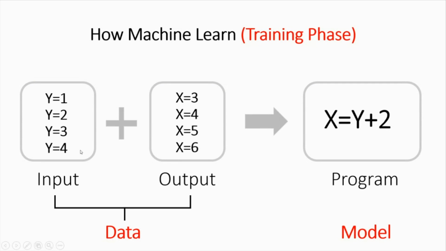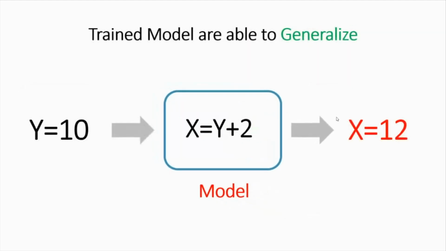So what we put in, the input and output, is called the data, and the program that comes out from it is called the model. So you will see everyone is talking about models. The model is the algorithm, the program that comes out from the training phase. What is good about the model is that it is able to generalize, meaning next time I give it data that is not in my input, just now I didn't give y equals to 10, but the model is able to work out x equals to 12 because it already trained on the previous data.